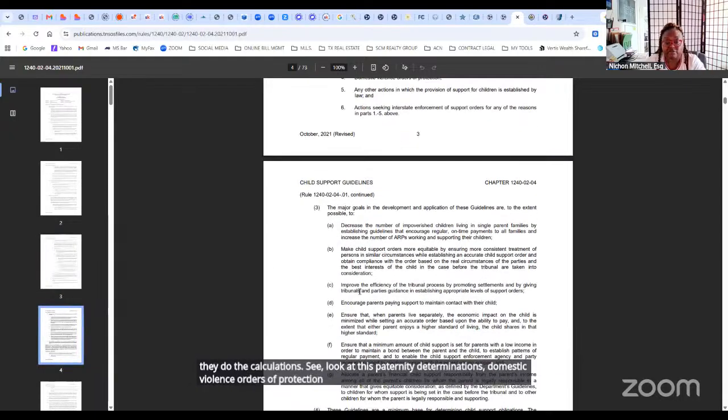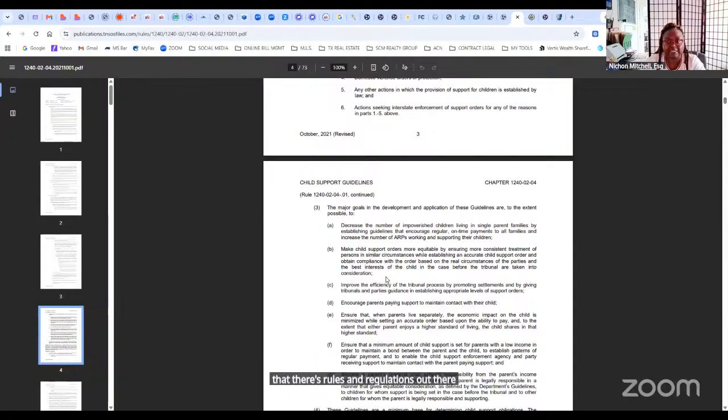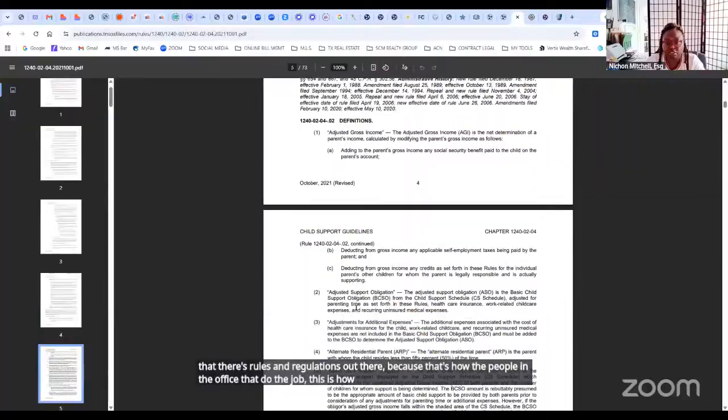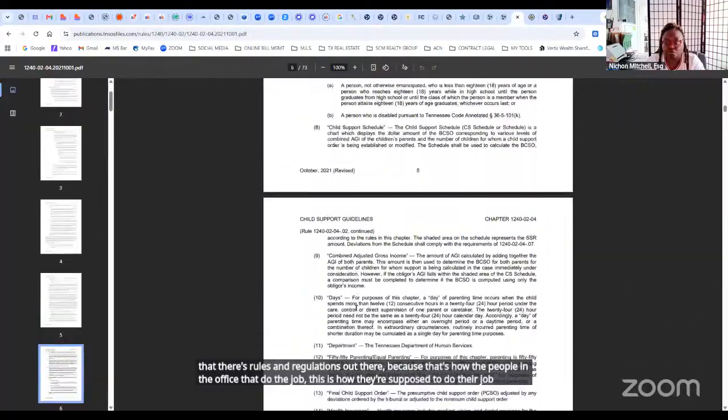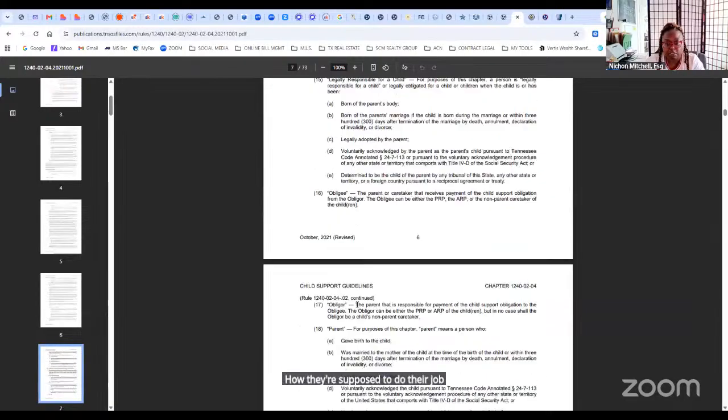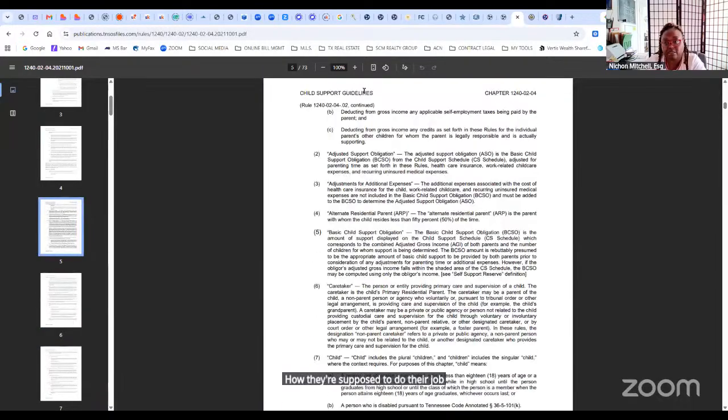So it's not enough to just know there's a law out there. You also need to know that there's rules and regulations out there because that's how the people in the office that do the job, this is how they're supposed to do their job. The rules and regulations. This is on the ground how they're supposed to do their job. So that's why it's important to know about the Secretary of State's office and navigating that.